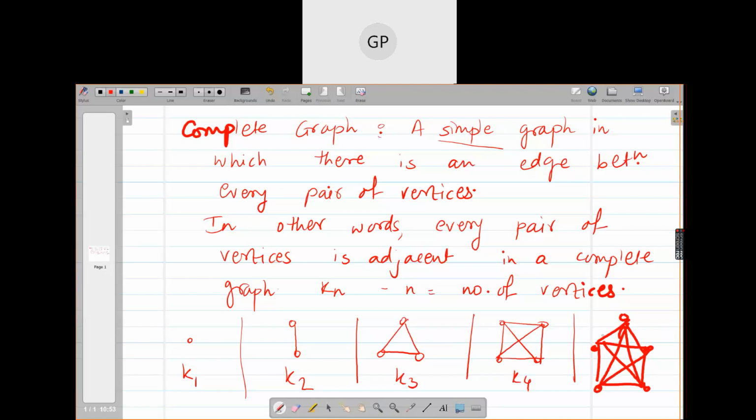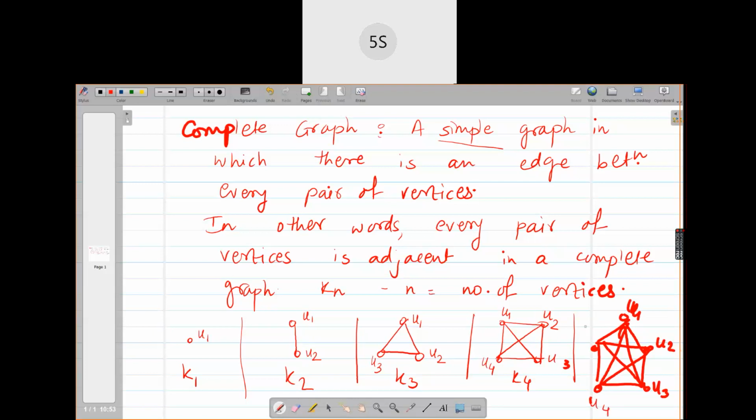Now can you tell me what is degree of the vertex in K1? There is single vertex. What is the degree of this vertex U1? 0, because there is no edge incident at U1, right? Now let us go to K2. What is degree of U1 and what is degree of U2? 1. Both the degrees are same, right?